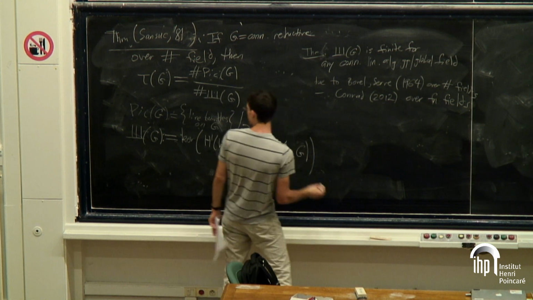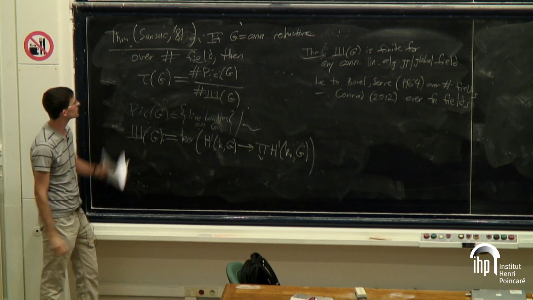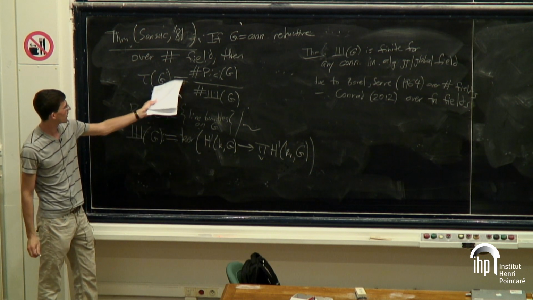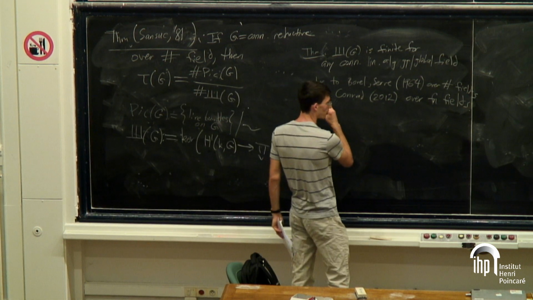All right. So, because these two things are finite and this is finite, this all makes sense. And this is Sansuc's formula. The Tamagawa number is the size of Pic over the size of Sha for G connected reductive over a number field.